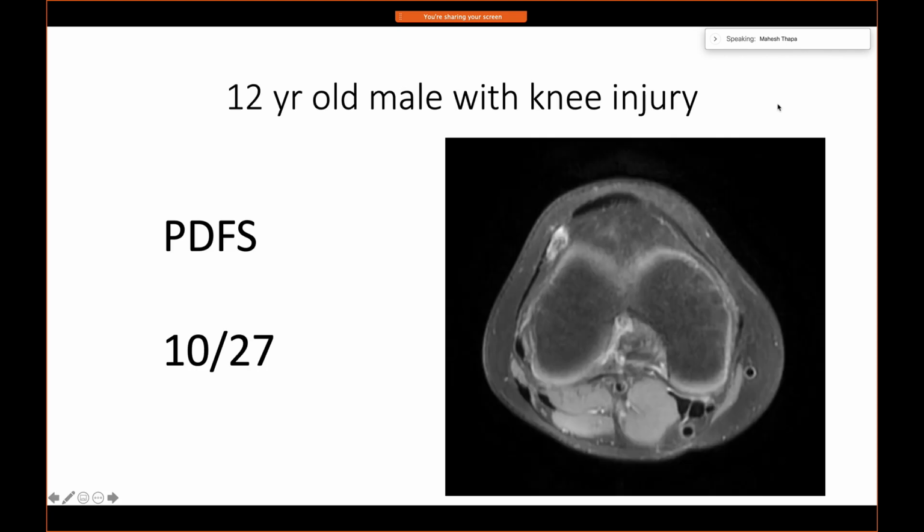Okay, so this is interesting. This is a 12-year-old male with knee injury, and I'm just giving you a single proton density fat saturated image. This was done late October of a particular year at an outside hospital. Contrast was not given. It was done as a sports knee, with the regular PDs and the DESs, just to see what is happening. This was basically read out as normal and maybe a little soft tissue injury at this area.